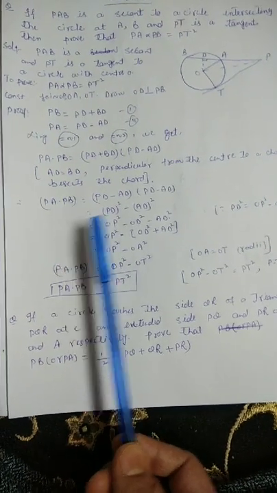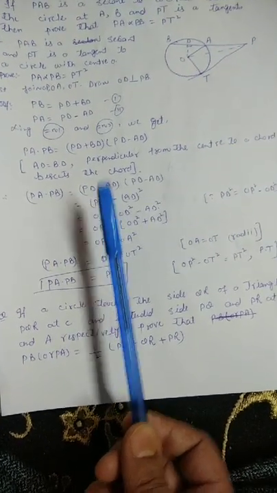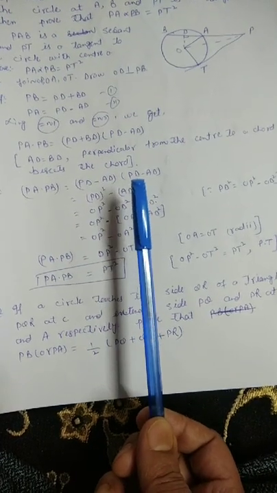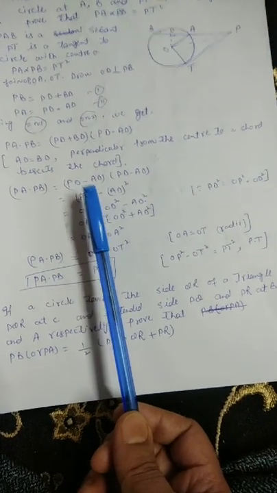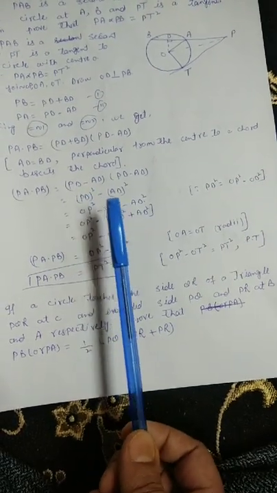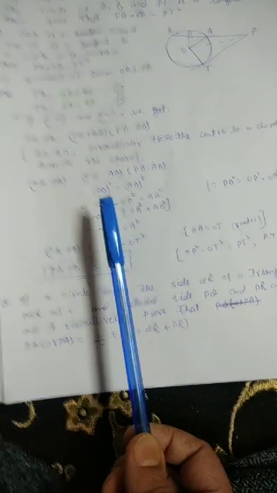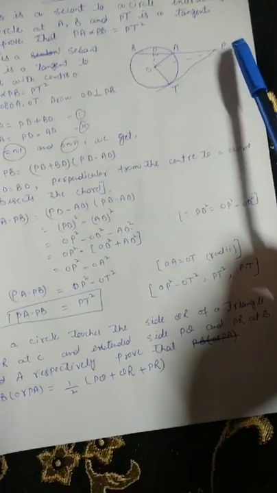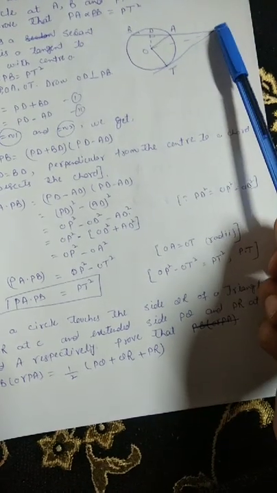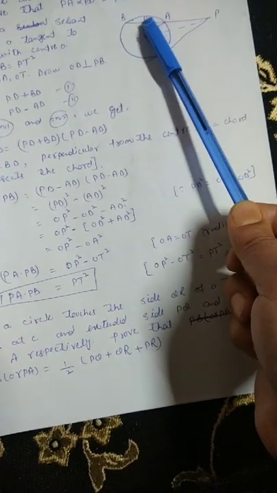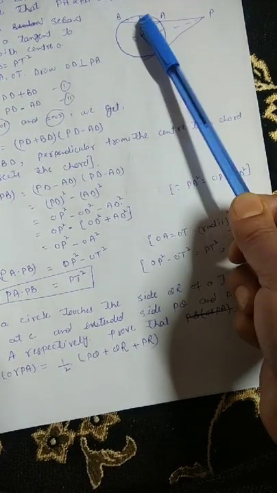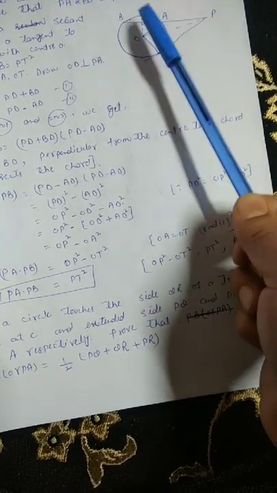That is PA into PB is equal to PD minus AD, in place of BD we have written AD, into PD plus AD. Now it has become an identity, A minus B into A plus B, that is A square minus B square. PD square minus AD square. Since OPD is a right angle triangle, PD becomes the base, OD perpendicular, OP hypotenuse. That means PD square can be written as OP square minus OD square.